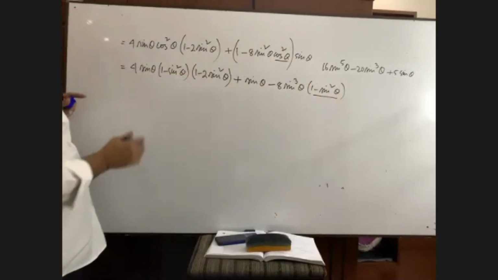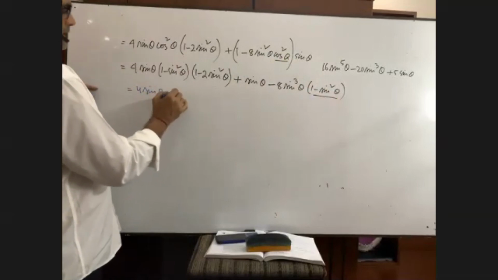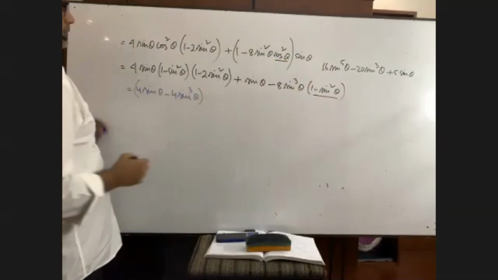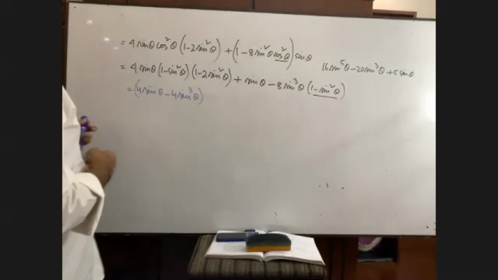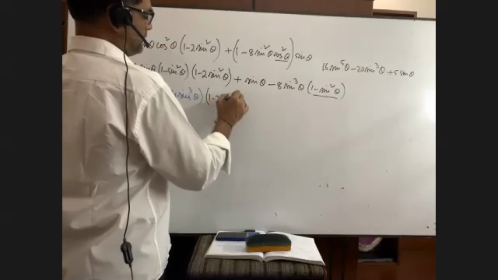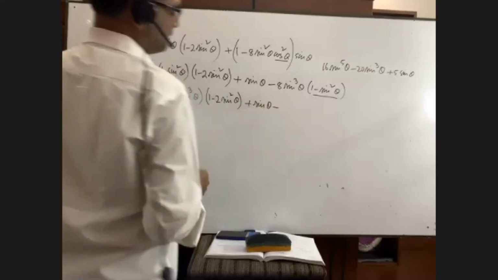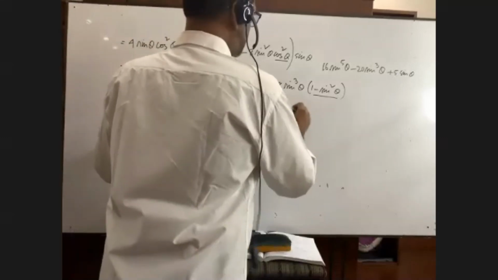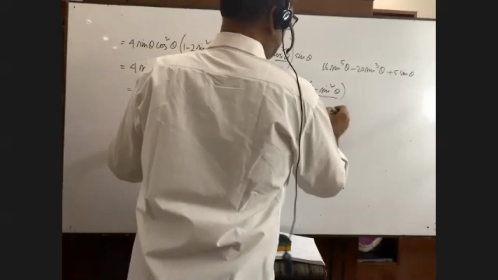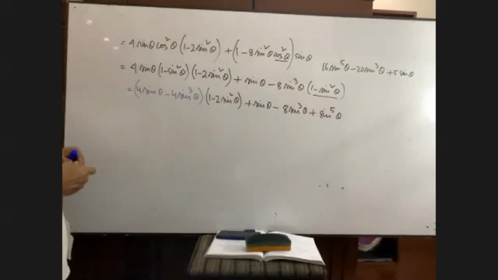Now it is your turn. You multiply it. 4 sin theta minus 4 sin cube theta into 1 minus 2 sin square theta, sin theta minus 8 sin cube theta plus 8 sin to the power 5 theta.